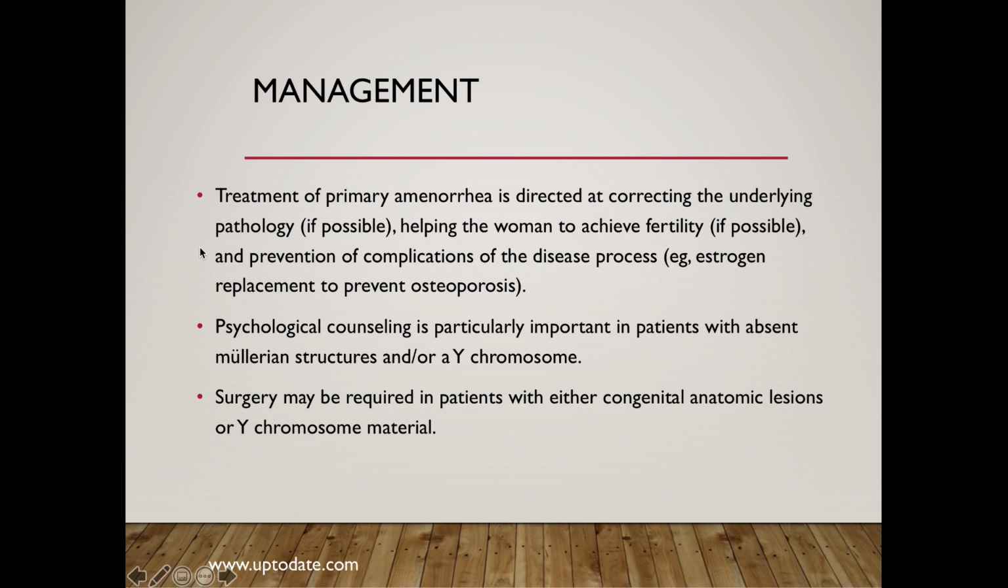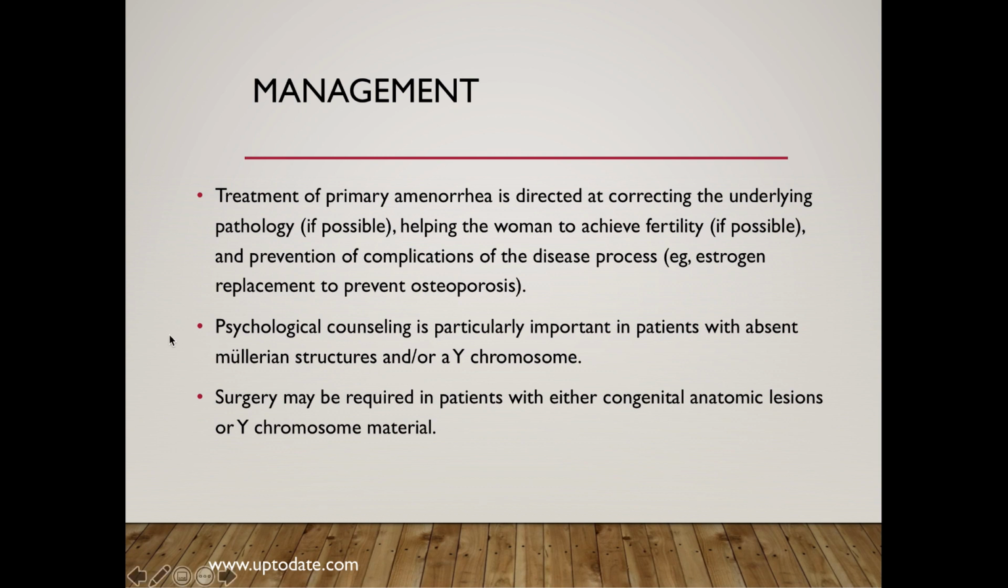Treatment of primary amenorrhea is directed at correcting the underlying pathology if possible, helping the woman to achieve fertility, again if possible, and prevention of complications of the disease process, especially for patients with premature ovarian insufficiency or hypoestrogenism. And in these patients, we have to give estrogen to prevent osteoporosis.